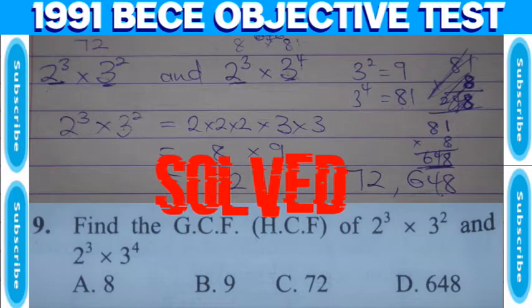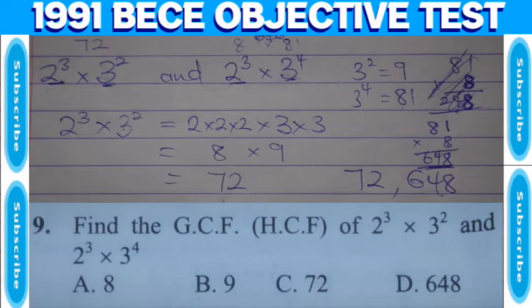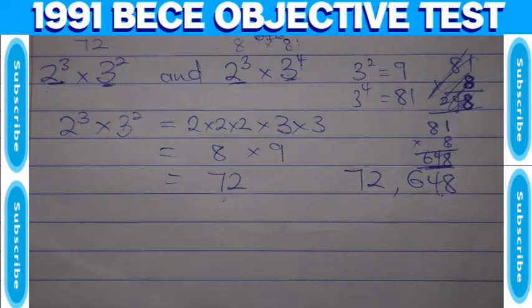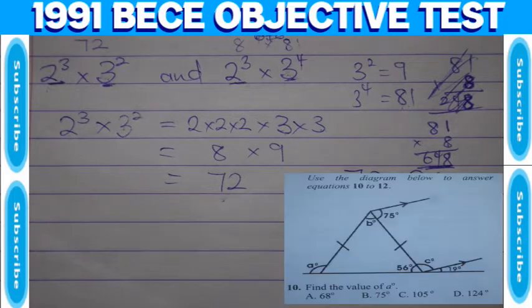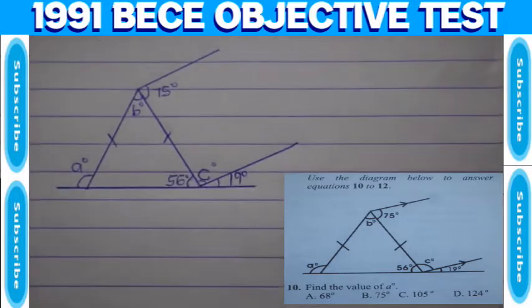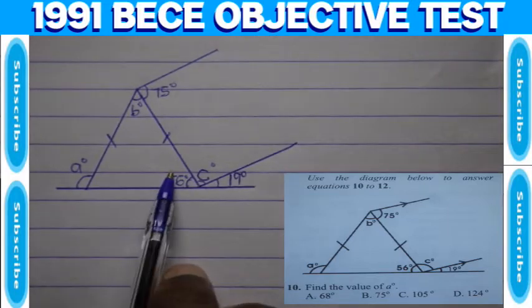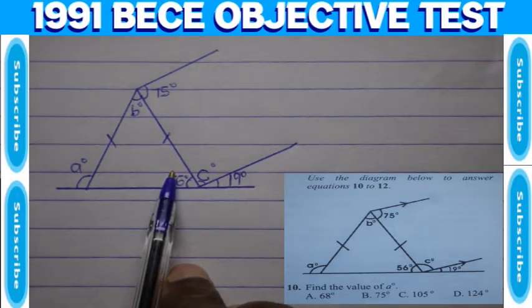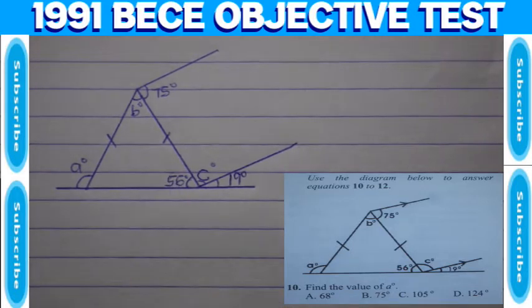Let's move on. Take a look at question 10 to 12. With question 10 to 12, we are using a particular diagram to find the answers to the questions given. So this is the diagram that we have in the question, and the question says use the diagram below to answer questions 10 to 12.